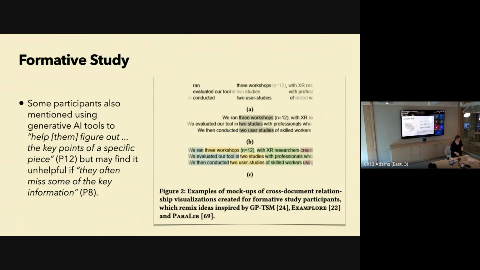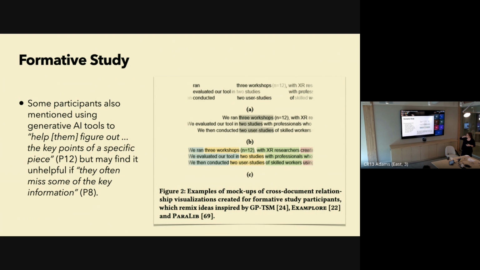And so we used GPTSM, various other markup attempts to see if something like this might help people do the process of comparing across abstracts at the level of analogous sentences within them. So, had some mock-ups.